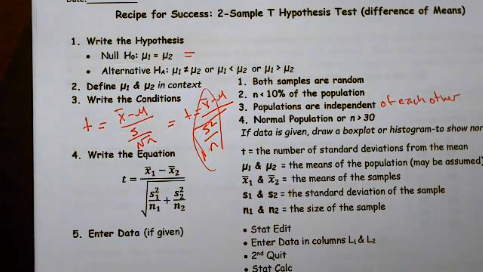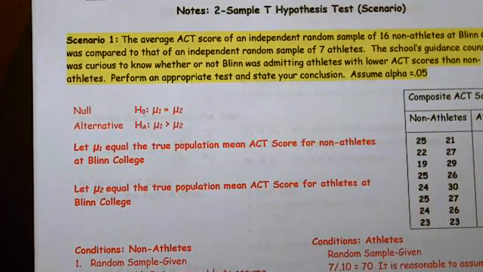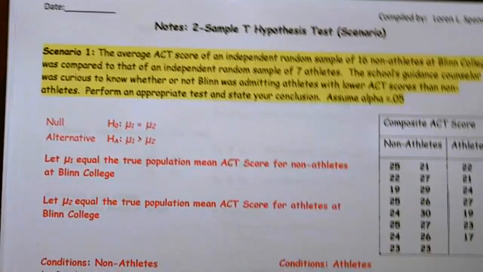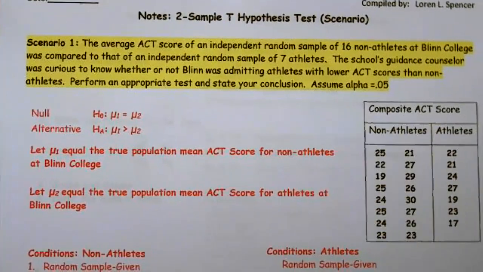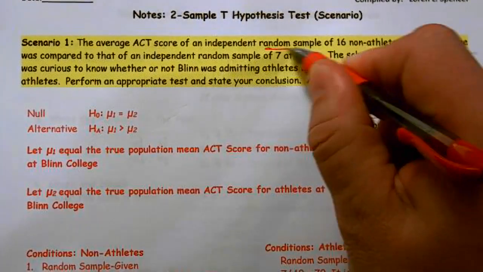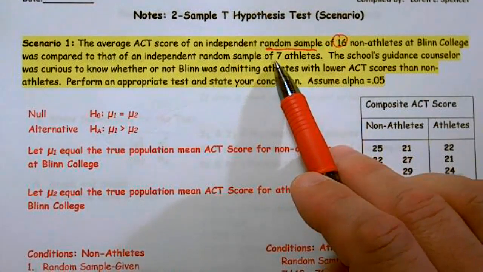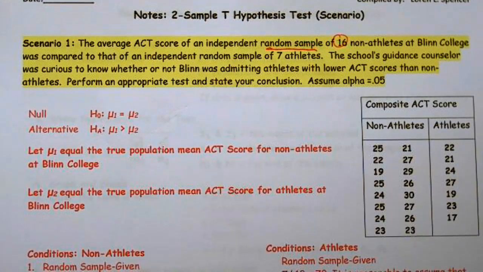All right, other than that, we probably need to move on and start carrying out a hypothesis test, because there's not substantial differences in the problems. So the average ACT scores on an independent random sample of 16 non-athletes at Blinn College, by the way, they said simple random sample, that's good, was compared to an independent random sample of 7 athletes. The school's guidance counselor was curious to know whether or not Blinn was admitting athletes with lower ACT scores than non-athletes. Perform an appropriate test and state your conclusion.